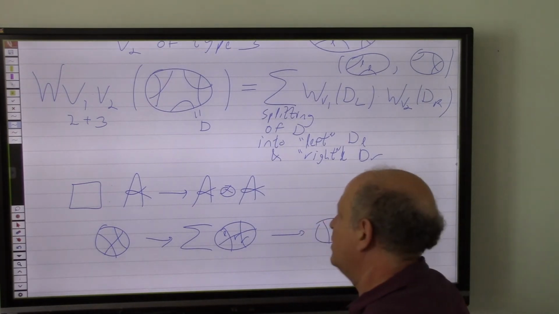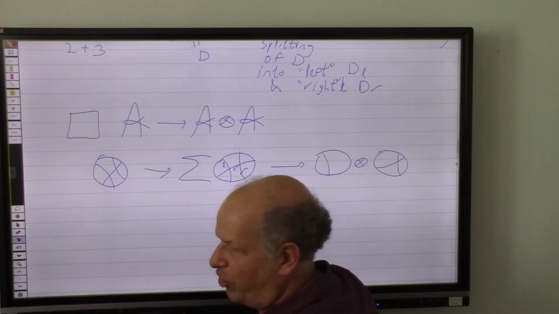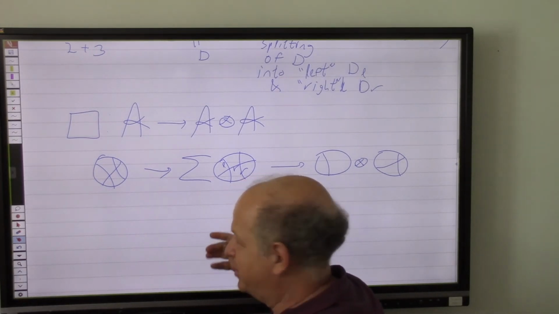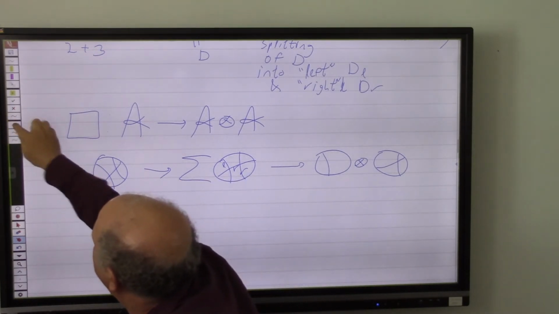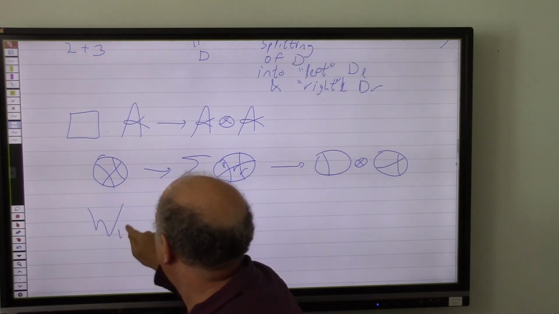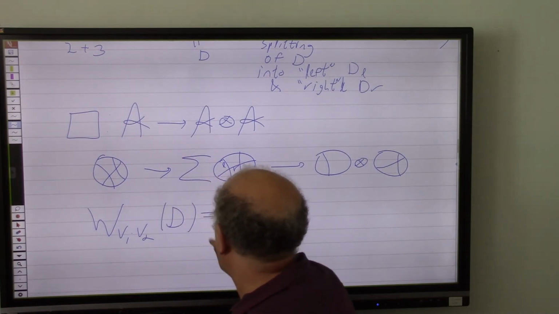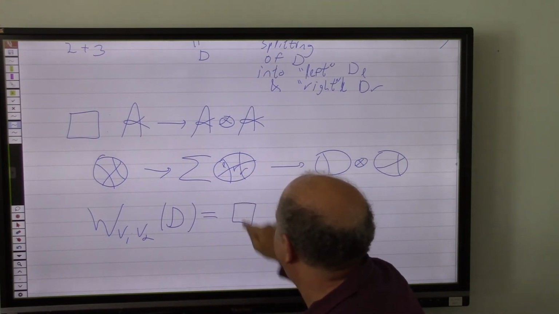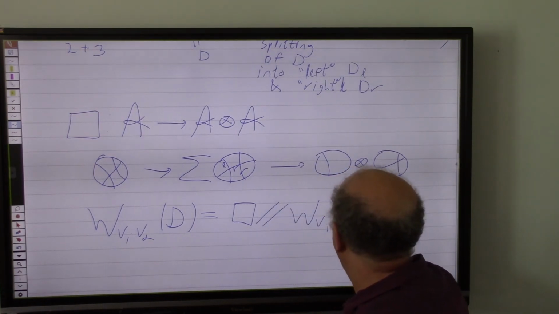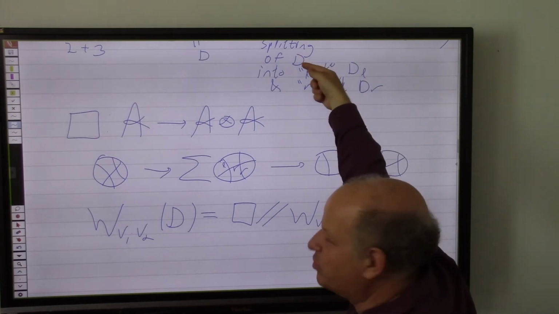Okay? And now the formula that I suggested is essentially proven. So the formula W(V1 times V2) of D is equal to this delta followed by W(V1) multiplied by W(V2) was essentially the formula that was written above.